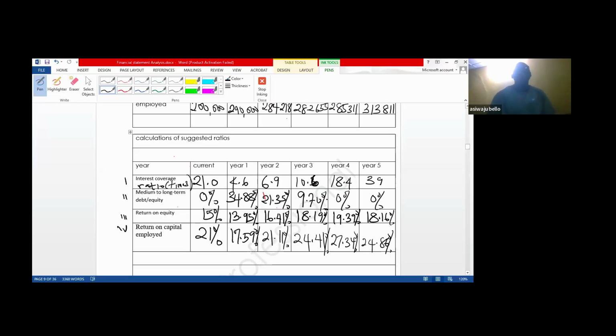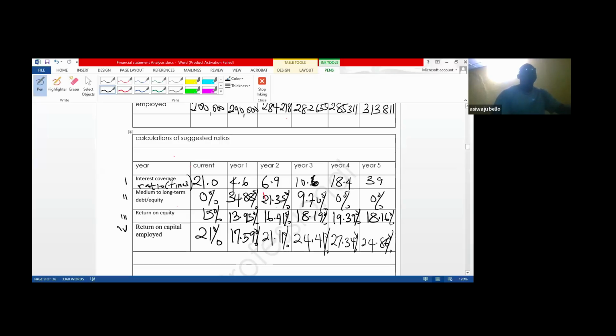If you accept the loan in year 1, the interest cover ratio will fall. In year 1, the financial risk of the business will increase. A reduction in interest cover ratio implies increase in financial risk.